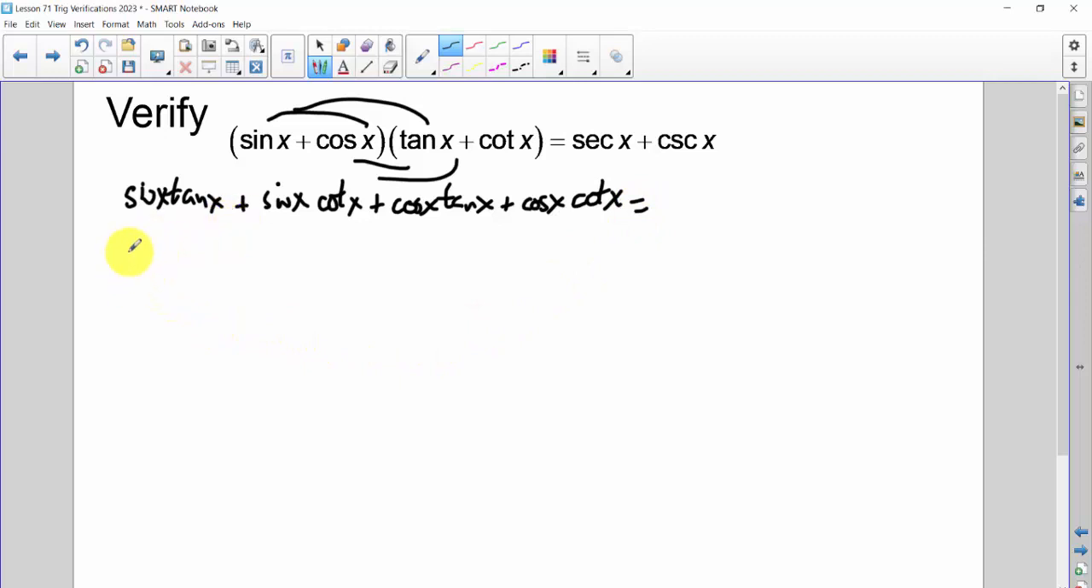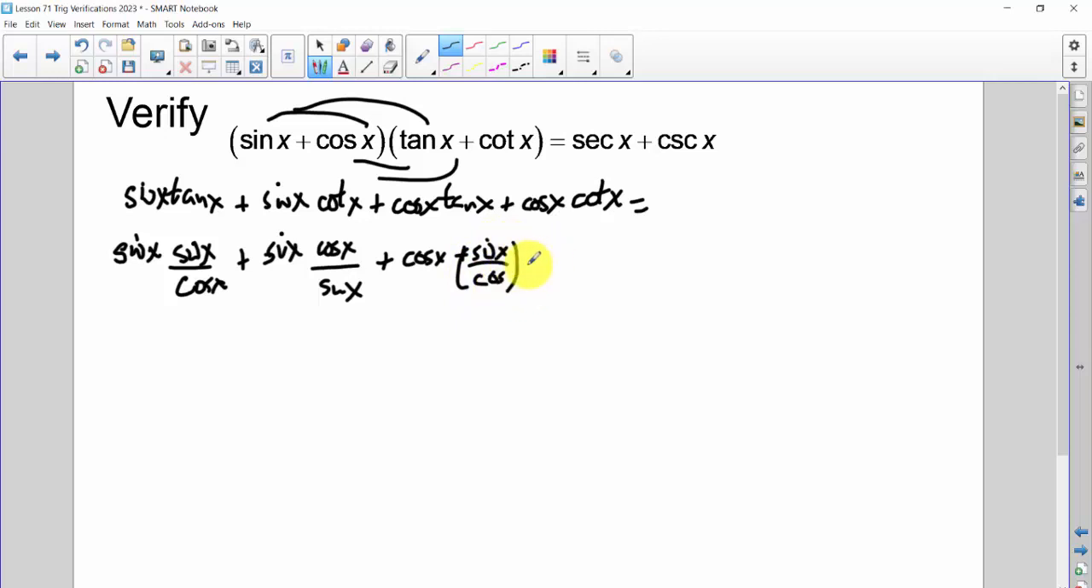So now I'll change everything to sines and cosines. Let's just go sine x over cosine x, sine x cosine x over sine x, oops, sorry, times, let's go, that's sine x over cosine x and cosine x times cosine x over sine x. So you're going to see there's lots of reductions I can do.